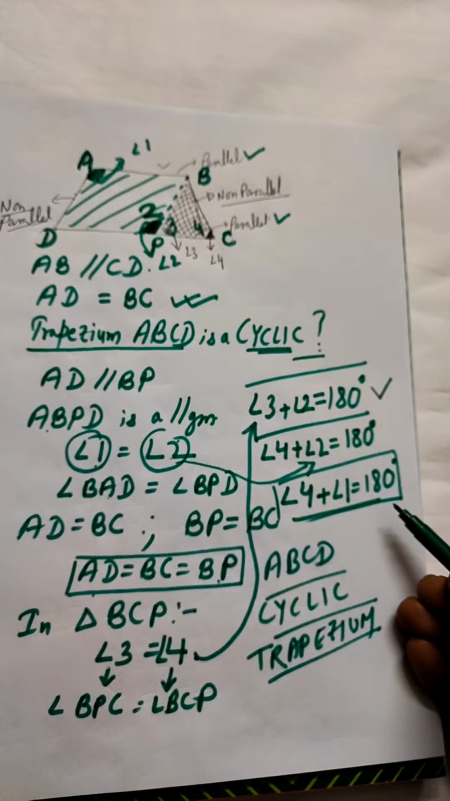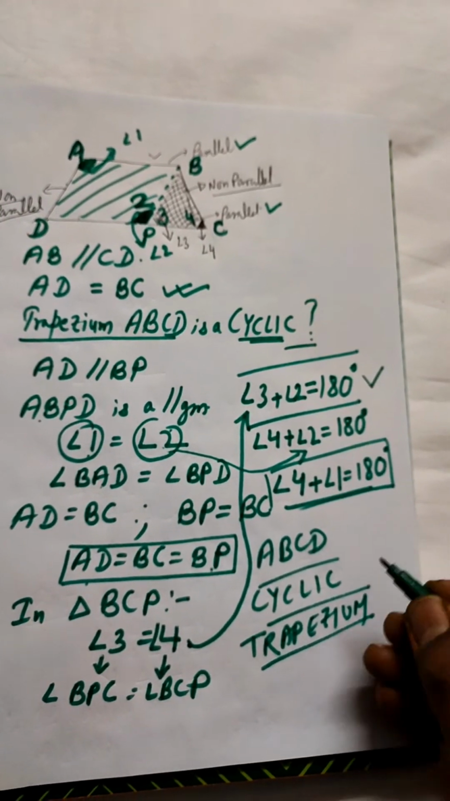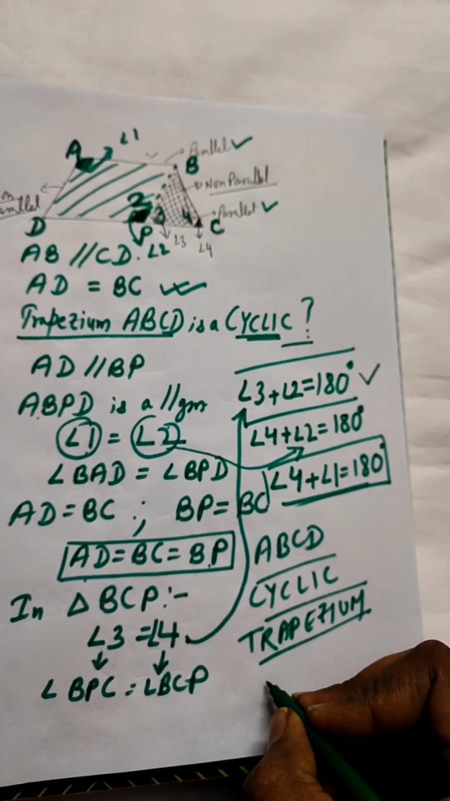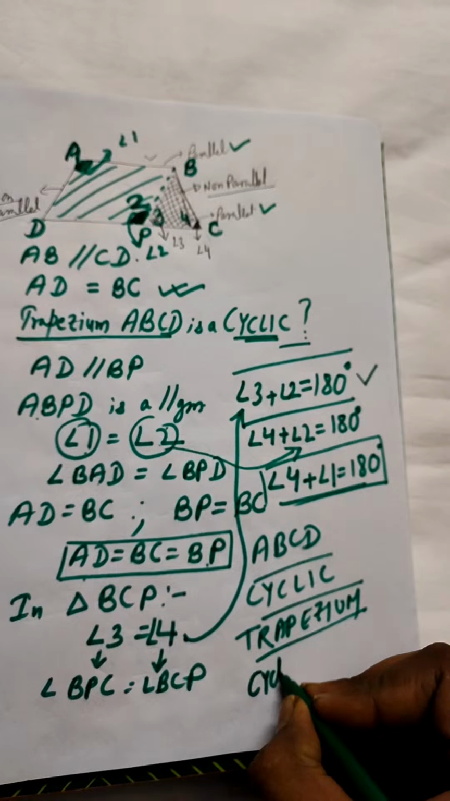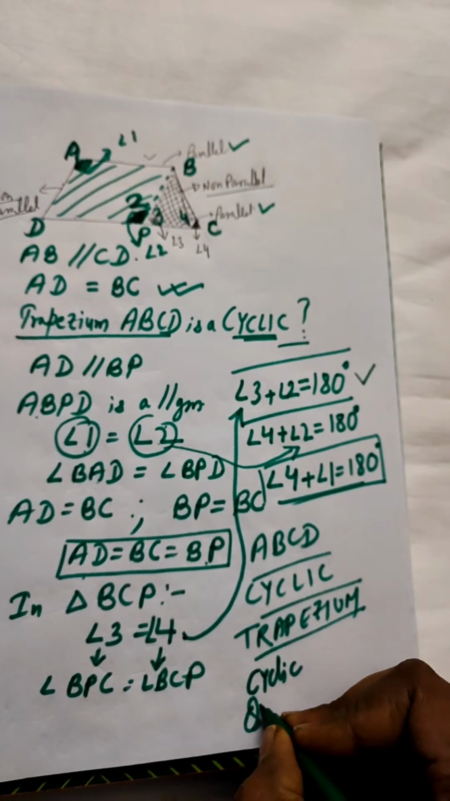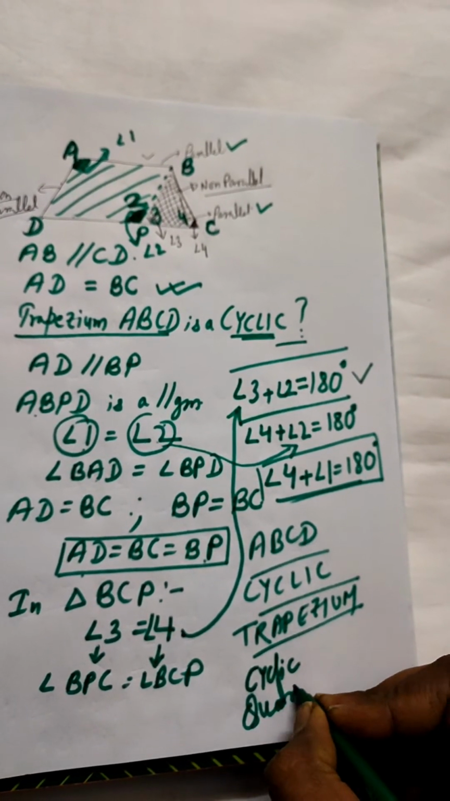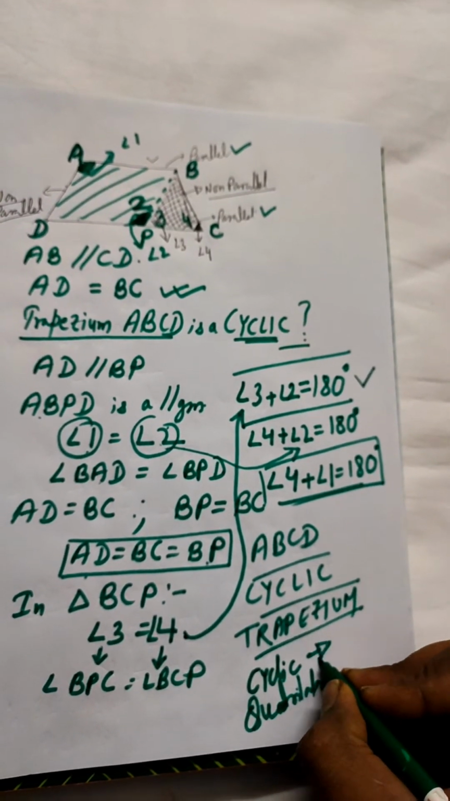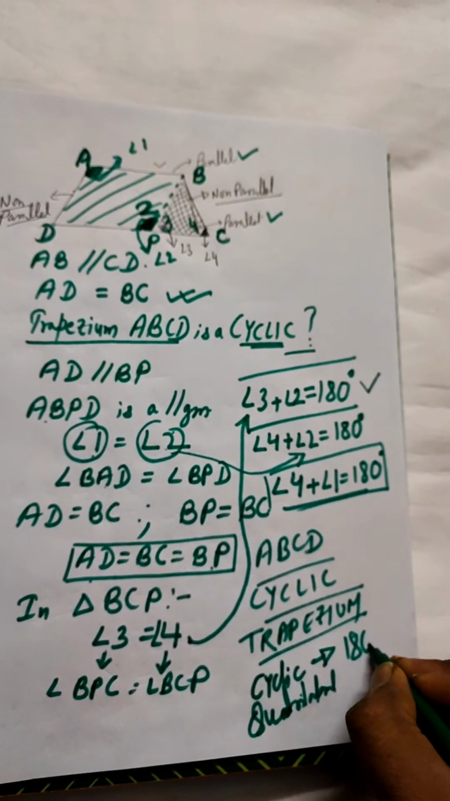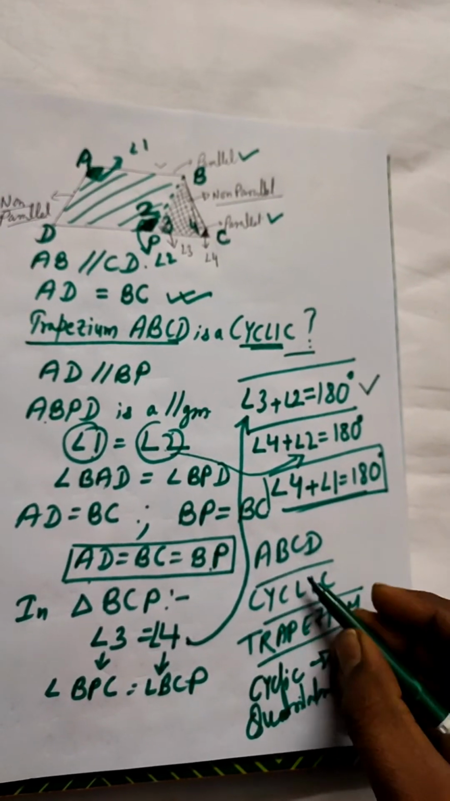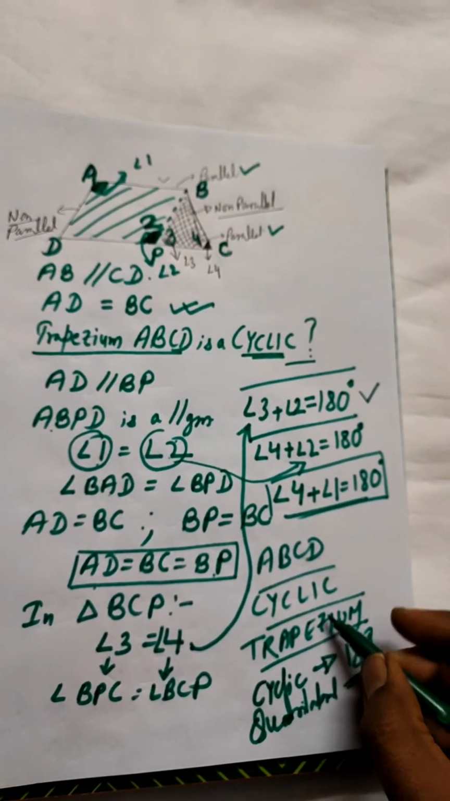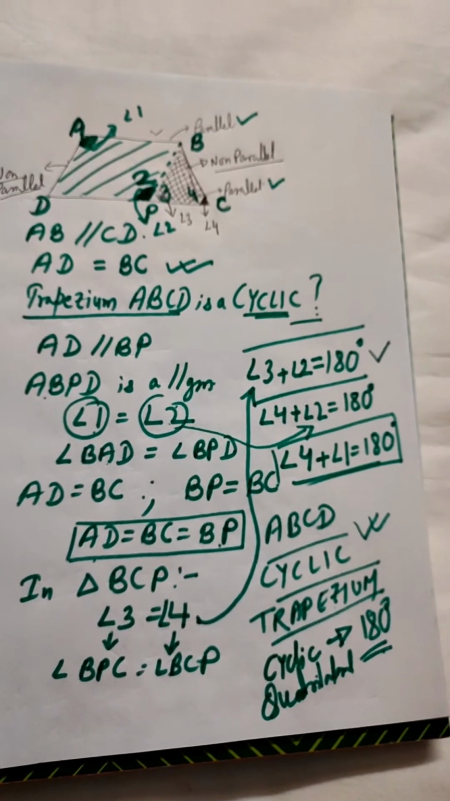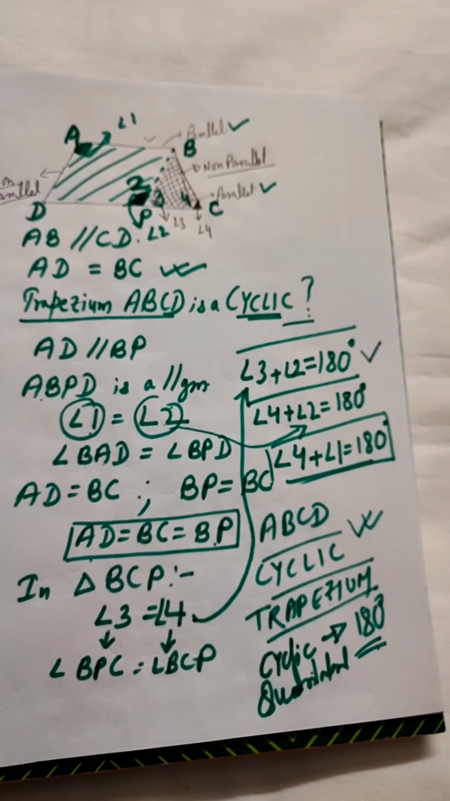This trapezium is cyclic because for any cyclic quadrilateral, the sum of opposite angles is 180 degrees, though the quadrilateral over here is a trapezium. So we can say that ABCD is a cyclic trapezium, right? I hope you are able to understand it, right?